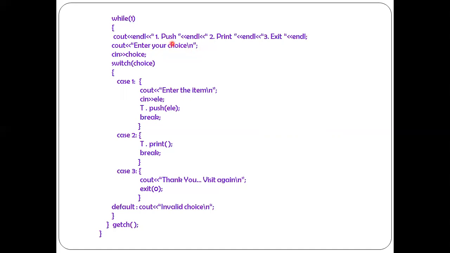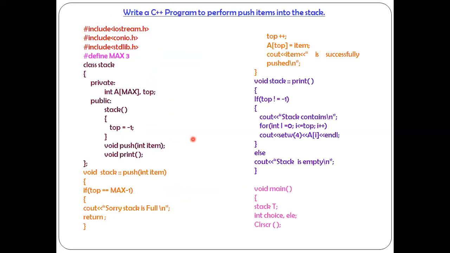Enter your choice: 1 for push, 2 for print, 3 for exit. This time instead of going with 1, I'll input 2. That 2 will be stored in which variable? Choice. Switch of choice, that means switch of 2. Is 2 equal to 1? No. Is 2 equal to 2? Yes. Means directly it goes to case 2 to execute this member function: t dot print. T is a user defined object, dot is a member access operator, print is a member function that does not carry any arguments. Directly it goes to the print member function. There you can see the print member function is here.